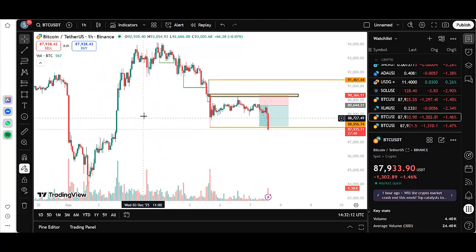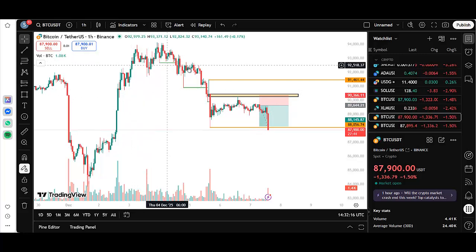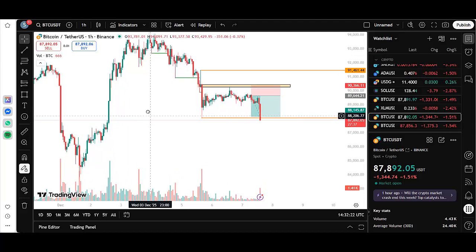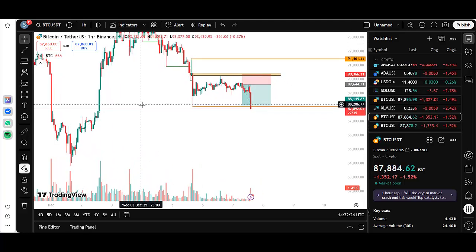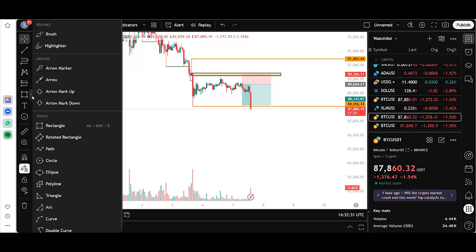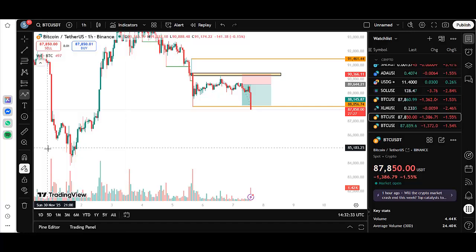My strategy is very simple: break of structure. Anytime the market breaks a structure, it retraces into a supply or a demand zone, and then we take the trade from the supply or demand zone. So let me show you my strategy once again, as I always do in my videos, so if you want to trade this strategy, you can do the same.